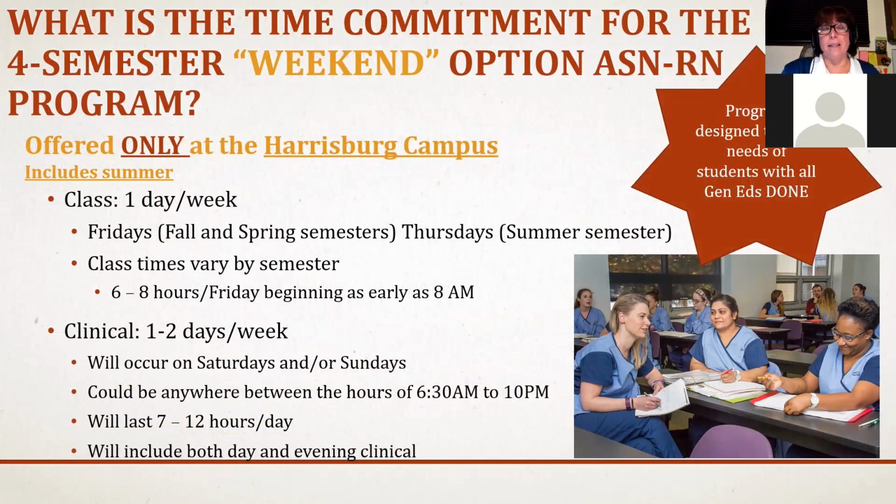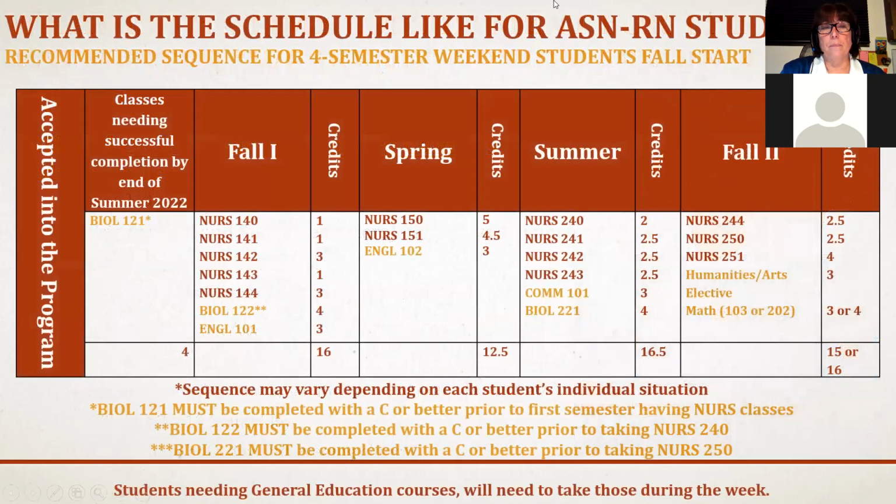We suggest that this option be considered only by students who have all of their general education requirements done. And this is what that curriculum looks like. These students start in the fall. Again, it is a mini master curriculum, and you can see how that works its way through fall, spring, summer, and then finishing in the second fall semester.